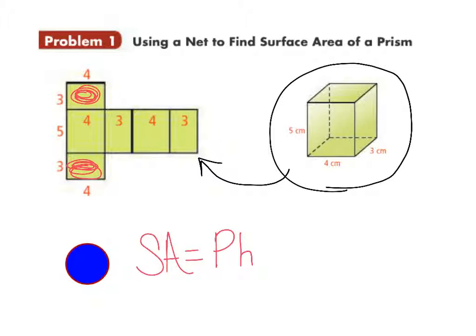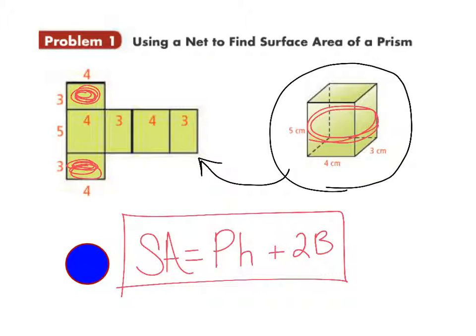Now, because that base is not always a rectangle, sometimes it's a hexagon, sometimes it's a triangle, I'm going to keep this formula very generic, and I'm just going to say, take the perimeter times the height. That's going to get us all these lateral faces around here, and add in 2, and then I'm going to put capital B, and capital B means area of the base. So if it's a hexagon, I'll find the area of the hexagon and then take it times 2 and add that in. If it's a triangle, then find the area of the triangle, take it times 2 and add it in. But this right here is kind of our go-to formula for surface area of a prism.